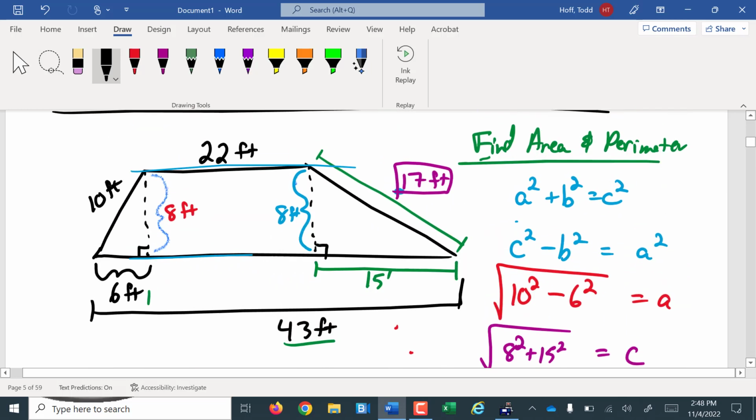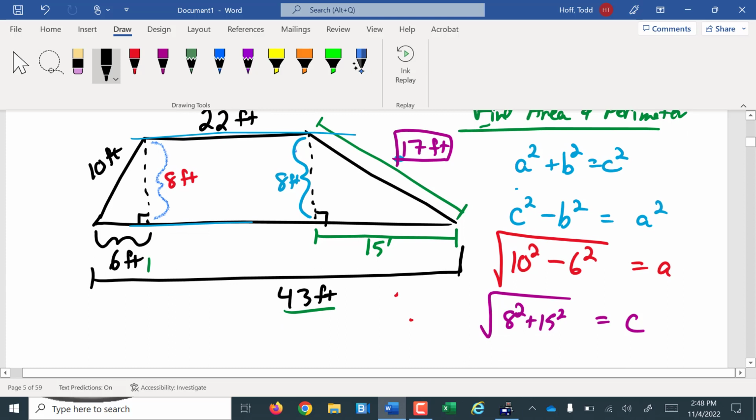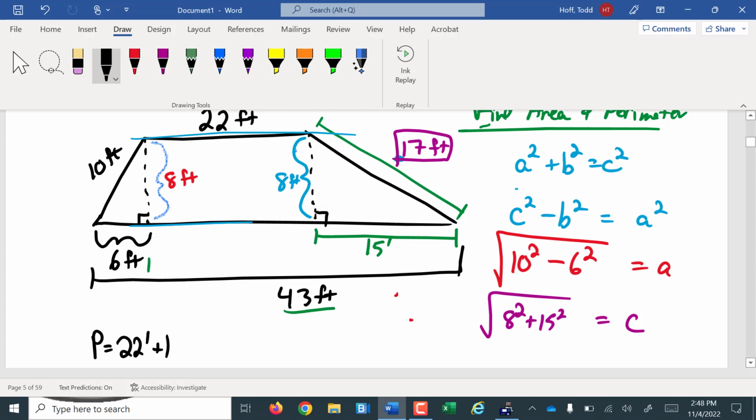So anyway, the perimeter then is going to be found by adding what? It'll be 22 plus 10 plus, well, 43 is already all the way across, so 43 plus 17. What was that, 92 feet? 92. Perfect.